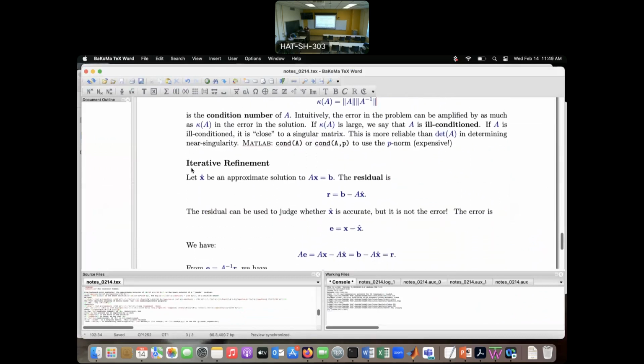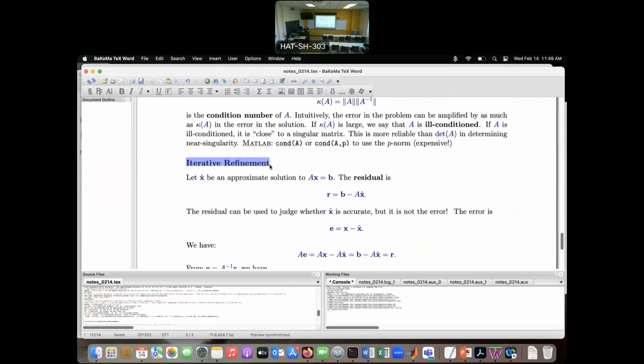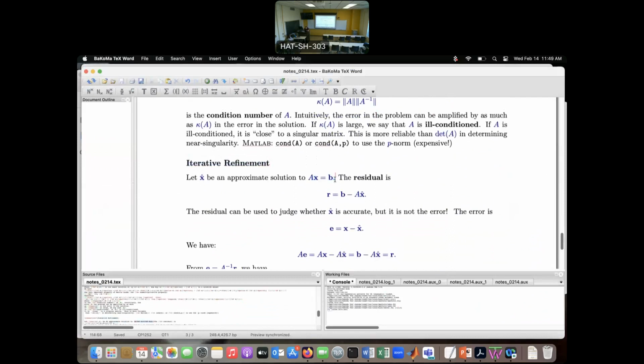So here's a thing. Suppose you solve Ax equals b by whatever method, Gaussian elimination, and you get your approximate solution x hat. And of course, we want x hat to be as close as possible to the exact solution, which will be called just plain old x. Now, unfortunately, we don't know the exact solution, so we can't really compute this error.